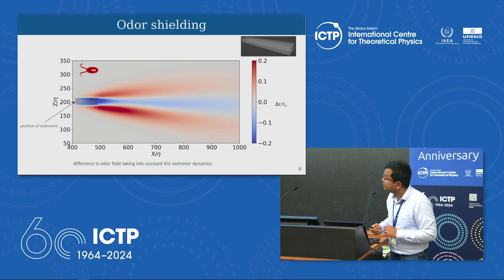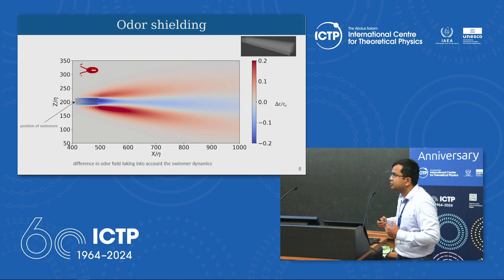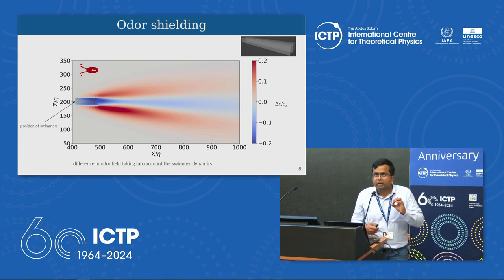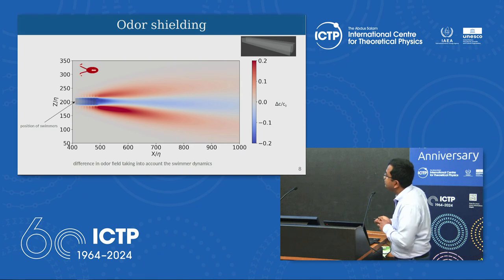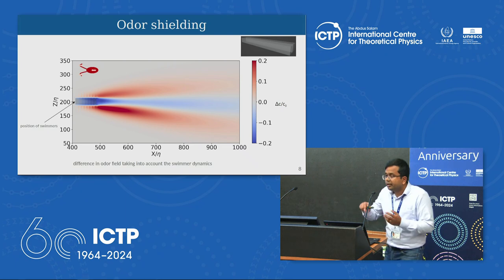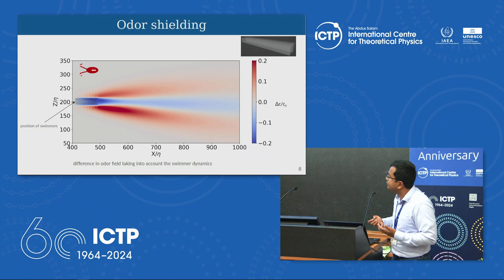So what you're looking at is the difference in the mean odor field along the vertical cross-section taking into account the puller dynamics and not taking into account the hydrodynamic interactions at all. And here, again, the swimmers are in this rectangular patch, and red region corresponds to area where, due to the hydrodynamic fluctuations introduced by the swimmer's dynamics, the odor field is amplified, and blue regions are where it is shielded. What you can see is that along the plane of the swimmers, the odor field is shielded, whereas above and below the plane of the swimmers, it's amplified.